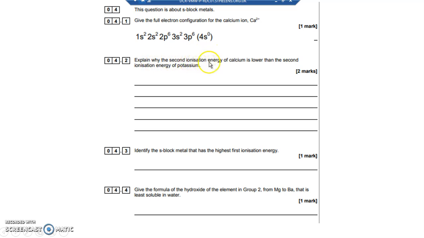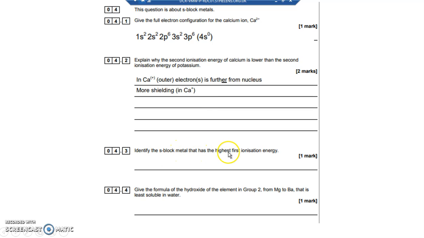Explain why the second ionization energy of calcium is lower than the second ionization energy of potassium. Well, calcium is a much larger atom, because it's further down the periodic table, so its outer electrons are further from the nucleus. Remember, it's the nucleus that provides nuclear attraction for the electrons, so the further away, the less nuclear attraction. Also, there's more shielding in calcium because it's got more electron shells. It's further down the periodic table.